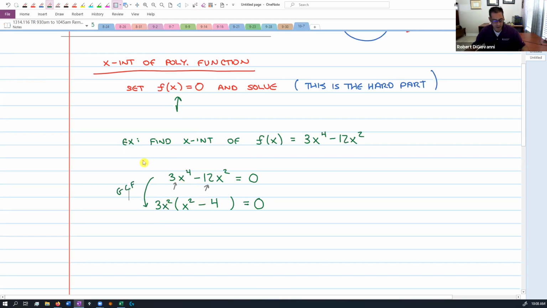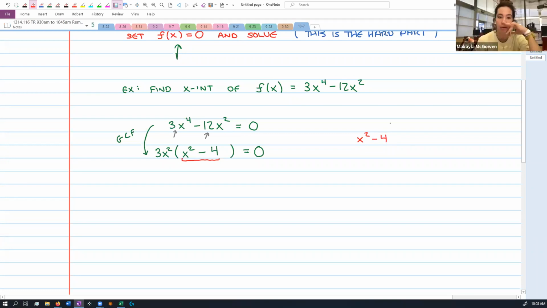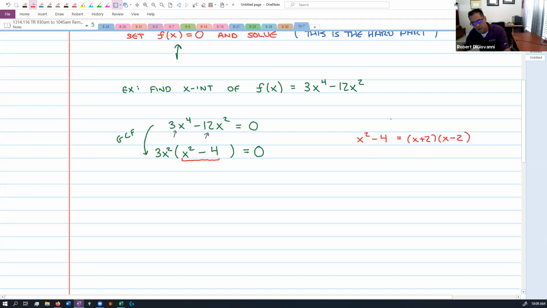Now at this point, you want to look at what's left and see if you can continue to factor. So do you all recognize something here? I know some of you do. What is x squared minus 4 called? Wouldn't that be x plus 2, x minus 2? Yes, that is x plus 2 in parentheses times x minus 2. We call this a difference of squares.